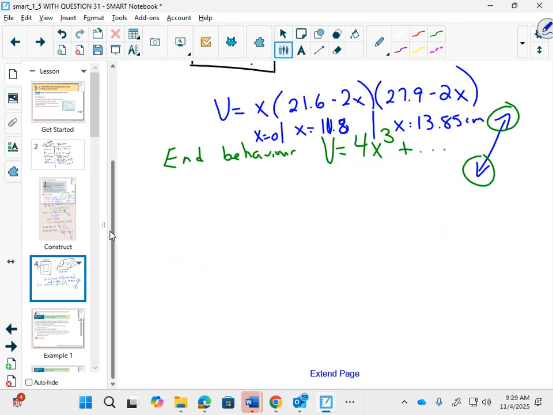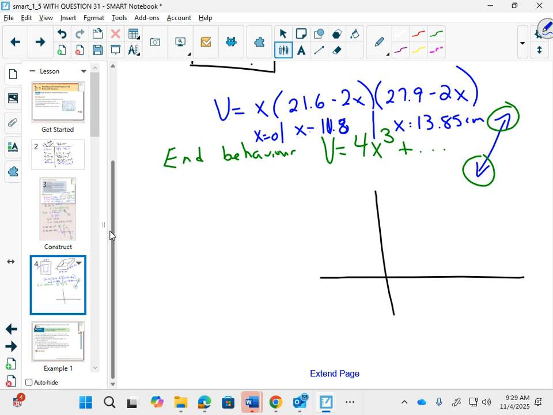So when we draw this one, x-intercept at 0, at 10.8, and at 13.85. And we know our end behavior has to start down here and end up here. All of those x-intercepts have a multiplicity of 1. Your graph is going to go straight through, straight through, straight through.